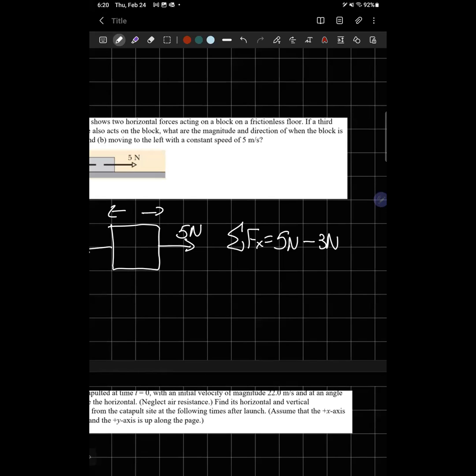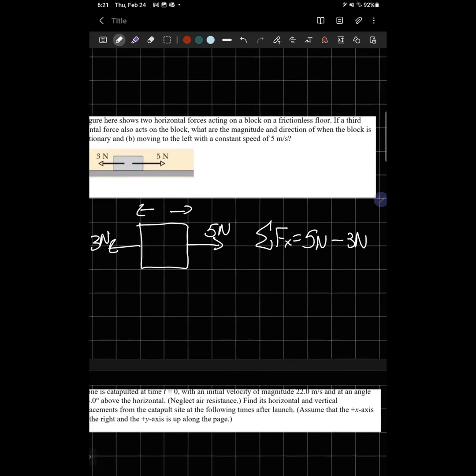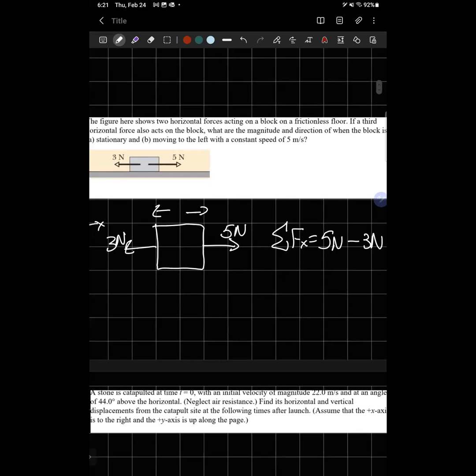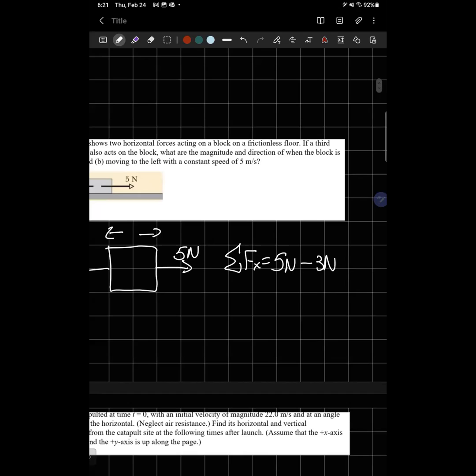Wait, can you? One more time. No, I was asking if you could repeat what you were asking. Oh. So then sum of forces is 5 minus 3 so far. And that's going to give me 2 newtons. How am I going to make that 0? Would you subtract 2? Yeah. So this is, oh, okay.